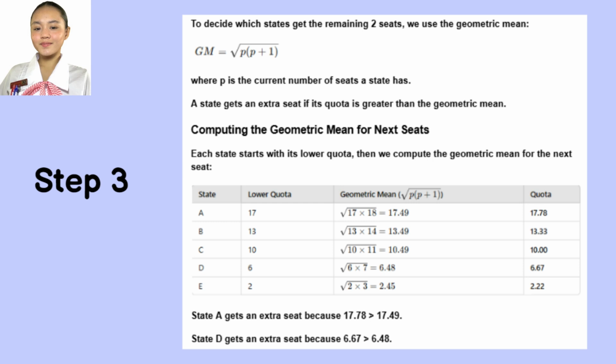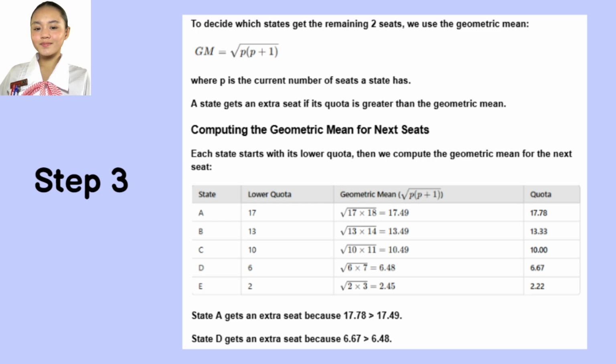Then we compute the geometric mean for the next seat. So state A, lower quota is 17. Then square root of 17 times 18 equals 17.49. Then quota is 17.78. Then repeat the same process for state B, C, D, and E.